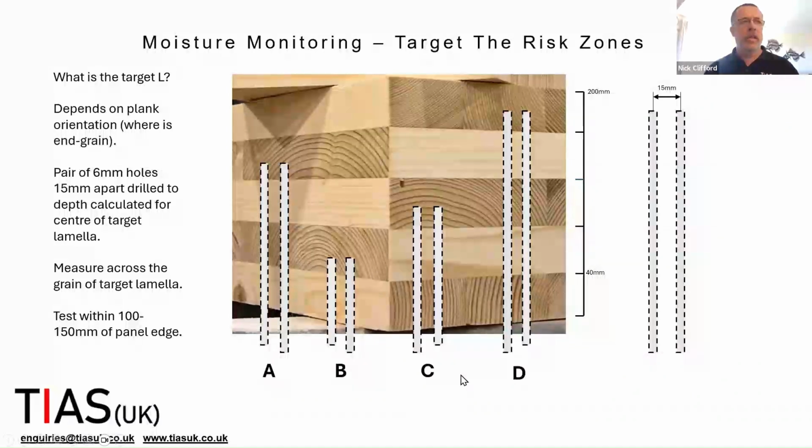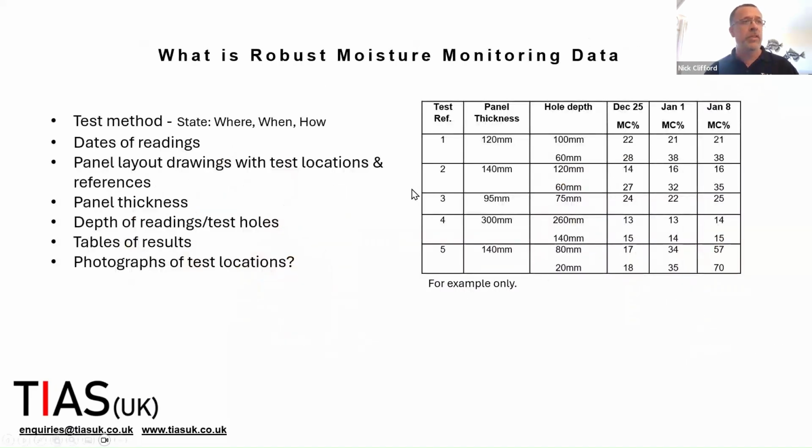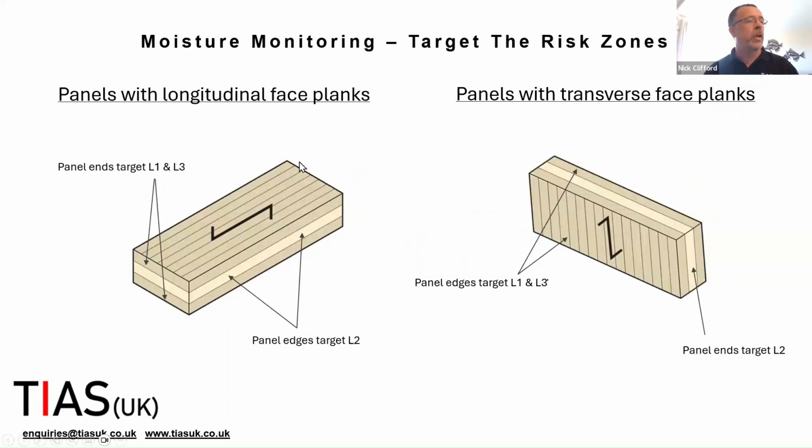Now, let's extrapolate that to a full-size panel and have a closer look at what that means for us taking moisture measurements on site. So on the left here, we have longitudinal face planks. Now, this is a really common orientation for most horizontal panels, floor panels, roof panels, that sort of thing. We have longitudinal face panels.